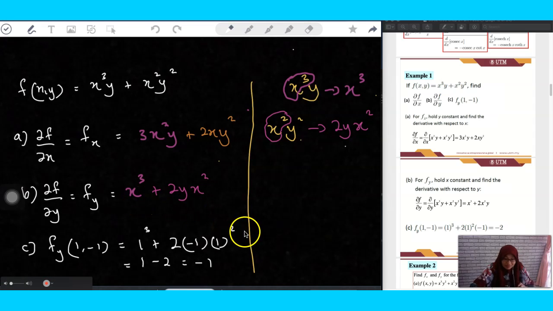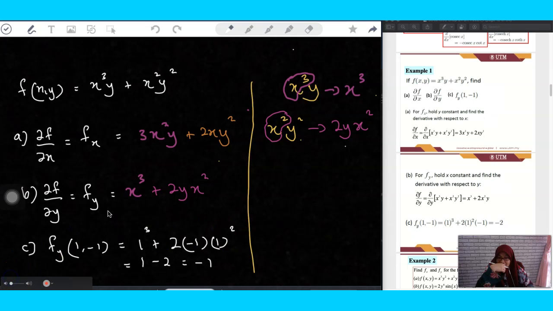So you will get minus 1. Okay, I have to check first why the answer is different. It's supposed to be minus 1, right? I think that's correct. So just double check again. 1 cubed is 1, and 2 multiplied by 1 is 2, and minus 1, so minus 2. So 1 minus 2 is minus 1. So there is a typo there.